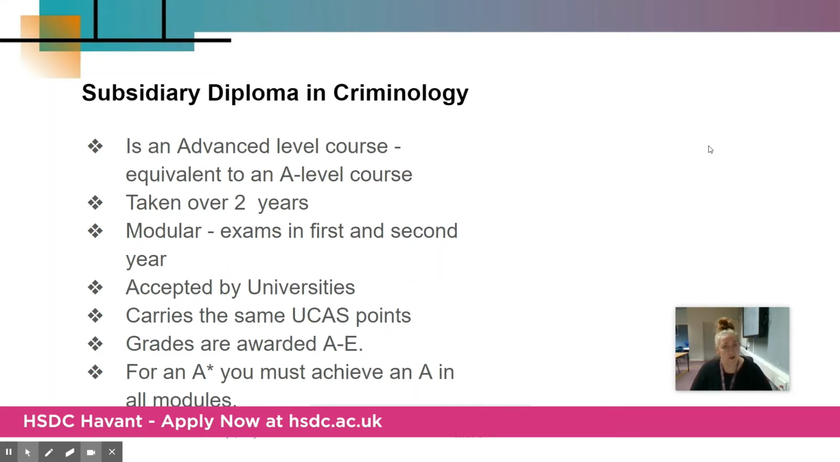It is accepted by most universities, but I would recommend that you do check with the universities that you might want to attend just to clarify that they will accept this as one of your courses, and that the grades that you achieve from this will be recognised by them. It carries the same UCAS points, so what you get for an A in psychology, for example, or sociology, you'll get the same UCAS points for that in criminology also.